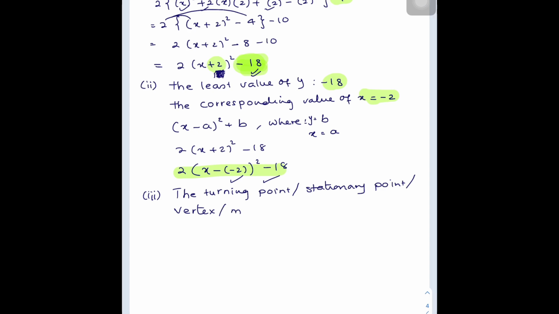It's also called the vertex. It is also called the minimum or maximum point depending on the curve. So all these mean the same, and we have already answered in this part. What is the vertex? -2, -18. So always remember these points which we are calculating, this is the vertex or stationary point. Let's try the next question.